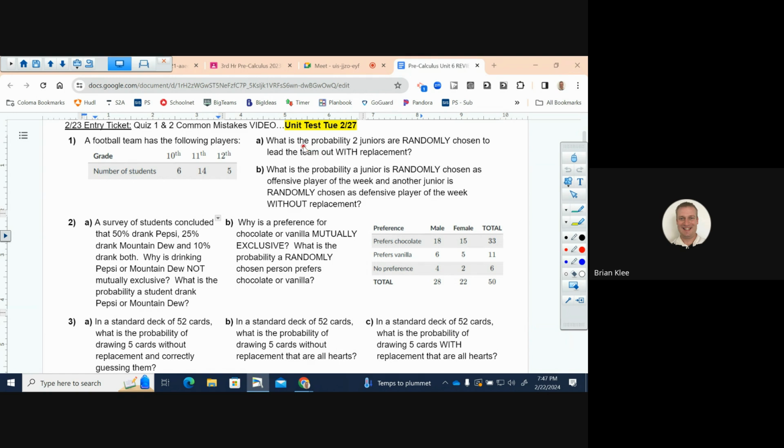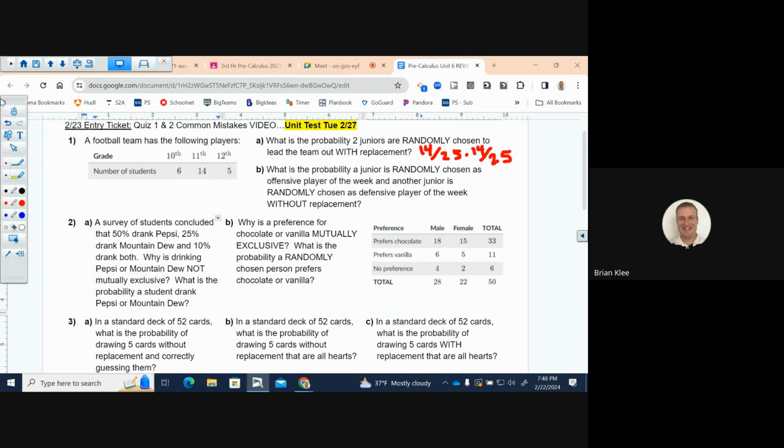Number 1 asks, what is the probability 2 juniors are randomly chosen to lead the team out with replacement? So the idea here is with replacement, we will have 14, and we need to divide by the total. We've got 25 players total. If we replace them, both numbers, numerator and denominator, will remain the same.